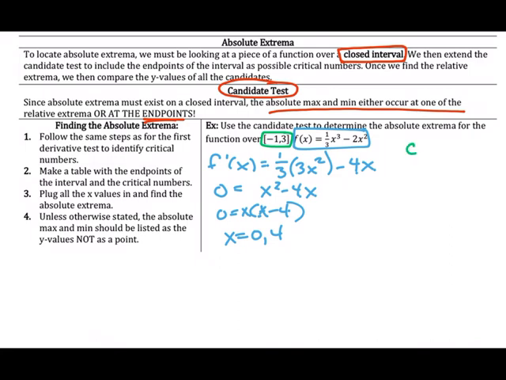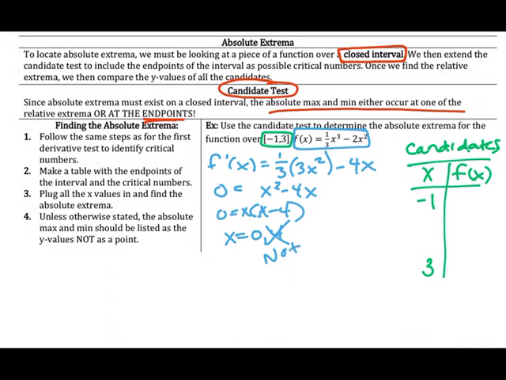So I want to make a table with the candidates for the absolute extrema: the highest value of the function and the lowest value of the function. I need to include the endpoints, so -1 and 3, and then I also need to consider any critical value that's within that interval. We found two critical values, 0 and 4, and 4 is not in the interval, so we don't need to consider that when we're looking at our absolute extrema. So I'm going to add 0 over here because 0 is within that interval. Now I'm going to take all three of these x values and plug them into the original function, f of x equals 1/3 of x cubed minus 2x squared.